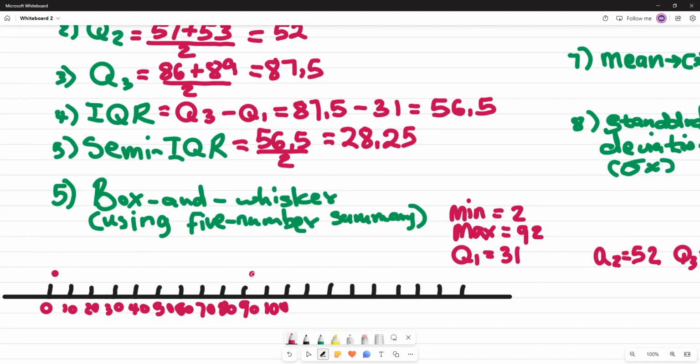Maybe somewhere there. Sharp. And then our Q1 is 31, so 31 should be somewhere there. And then our Q2 is 52, which should be somewhere there. And then our Q3 is what? It was 87.5, which is maybe somewhere there, right? Sharp. So obviously you, ladies and gents, will be using a ruler. And then you join, then you join, and then you join, right?